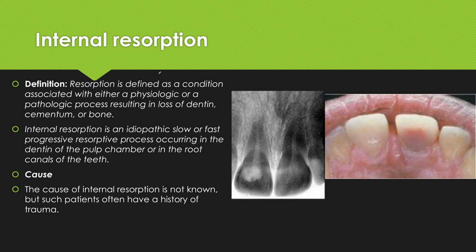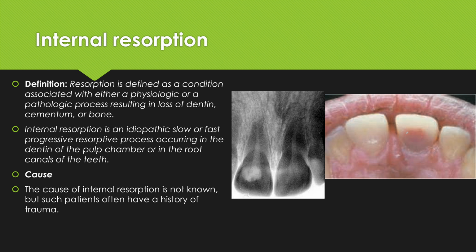The next is internal resorption. Resorption is defined as a condition associated with either a physiologic or a pathologic process resulting in loss of dentine, cementum, or bone. Internal resorption is an idiopathic, slow or fast progressive resorption process occurring in the dentine of the pulp chamber or in the root canals of the teeth. The cause is unknown, but mostly patients have a history of trauma.